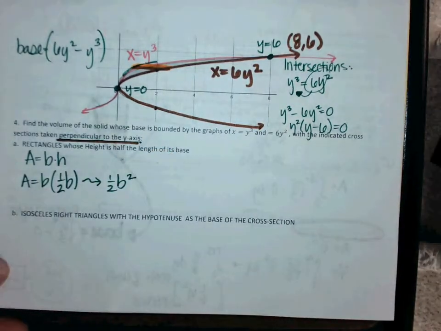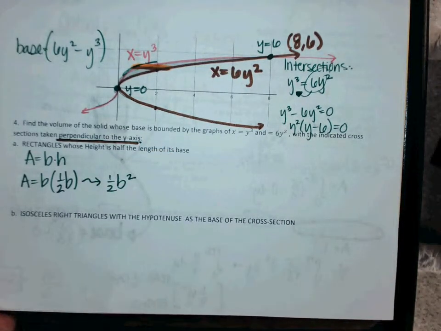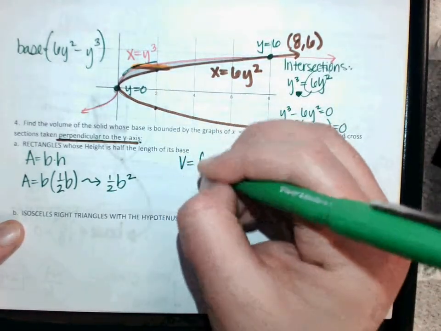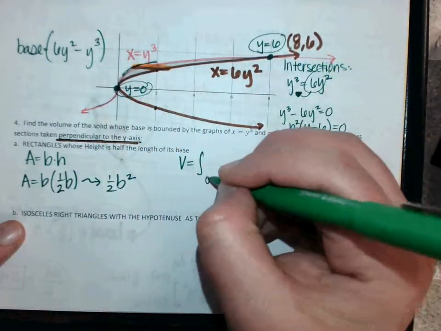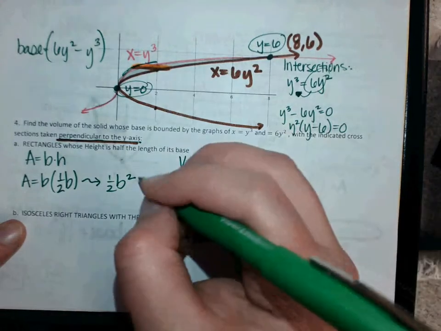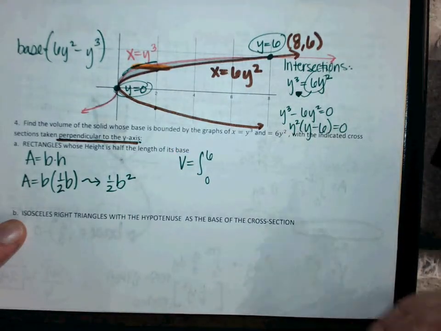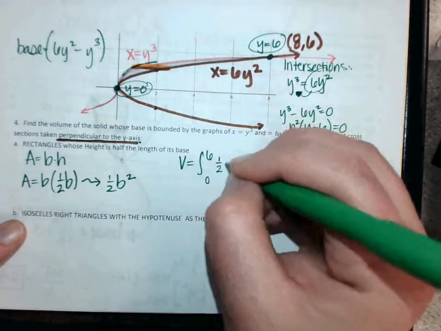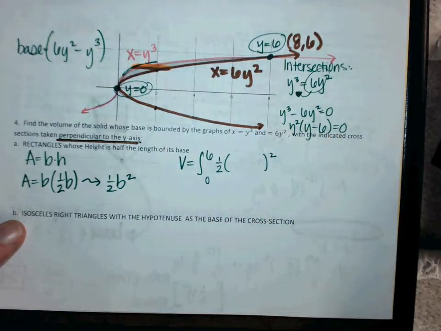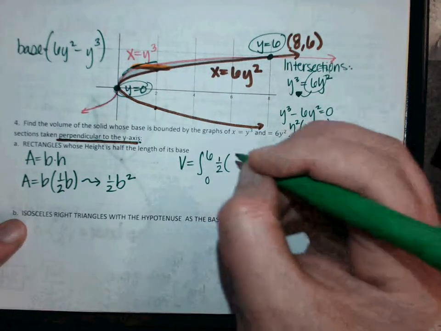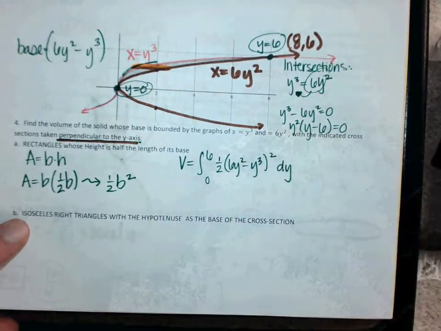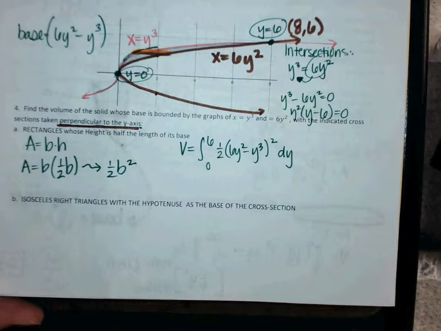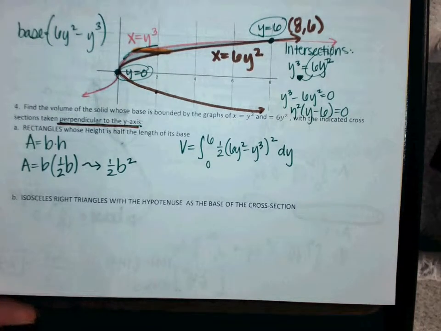And then how do I get to volume if I know the area equation? Integral. Okay, but your endpoints this time should be y values. So I'm going from 0 to 6. And then I want a half base squared. If you remember, you can put the half inside or you can put it outside. It doesn't matter. So half base squared, and then that's 6y squared minus y cubed dy. Now, one like that, they would probably not make you work that out by hand. Okay?